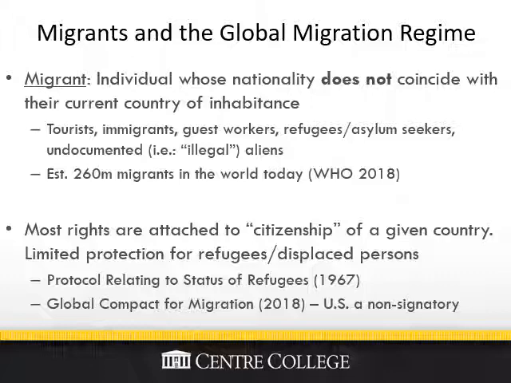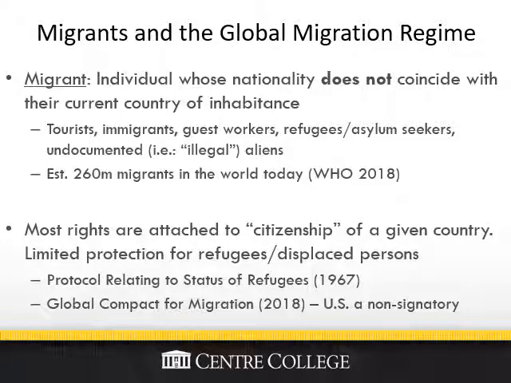We can look most recently at the protocol relating to the status of refugees, which was agreed upon unanimously by United Nations member states in 1967. And more recently and more contentiously, the Global Compacts for Migration, which were attempted in 2018 and signed by a majority of the world's countries.